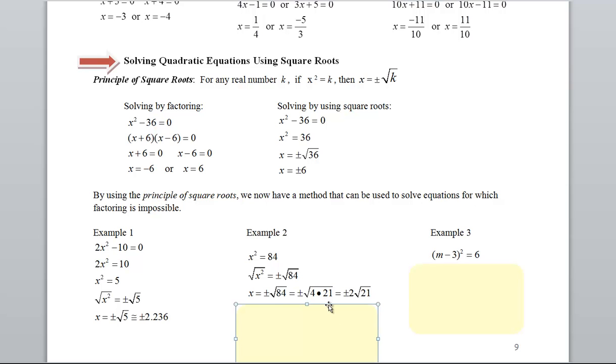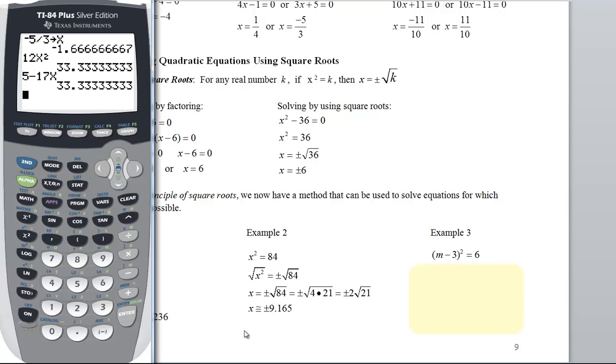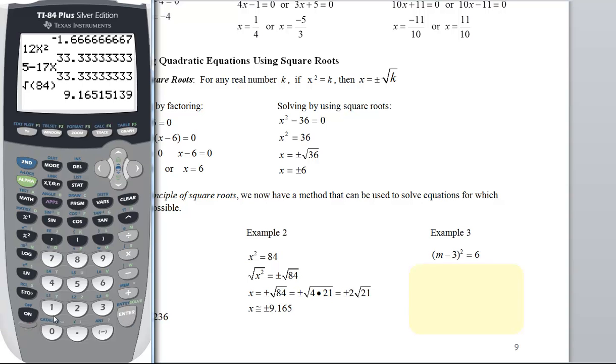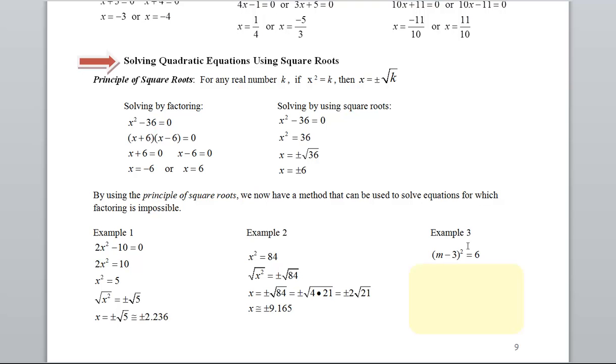So let's see what I've done. I also went and got an approximation. Now you can check yourself to see if you simplified your radical. Let me put in the square root of 84. Okay. Let me put in 2 times the square root of 21. And if I end up with the same thing, that means I simplified correctly. So you can check yourself that way too.